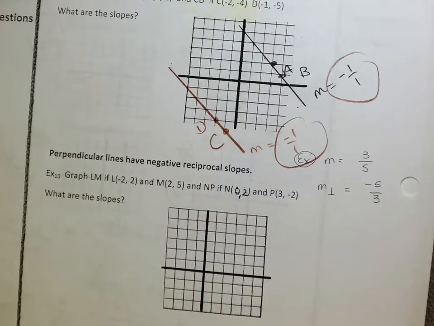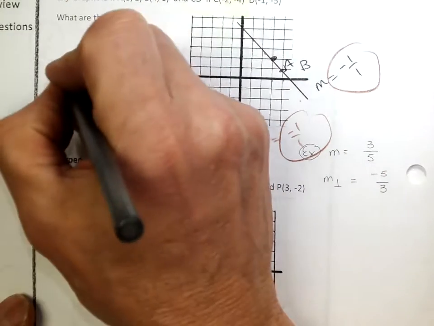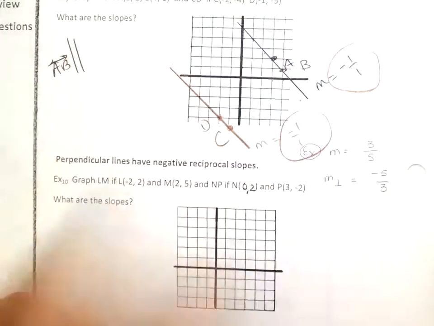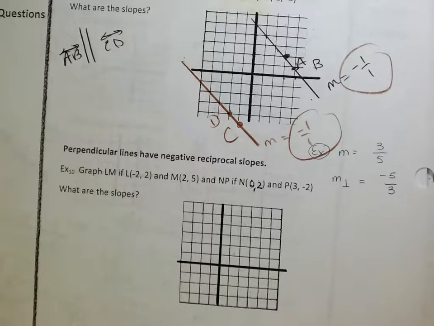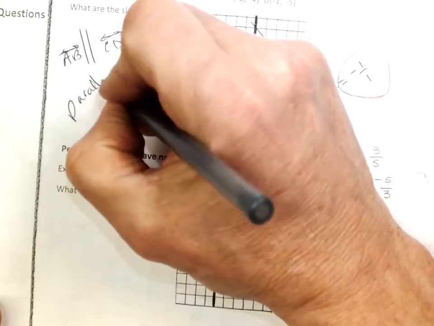So we can say something crazy like this. We can say that AB is parallel to CD. So that's the little symbol for parallel. Two little slash lines. That means parallel. That's my symbol, okay?